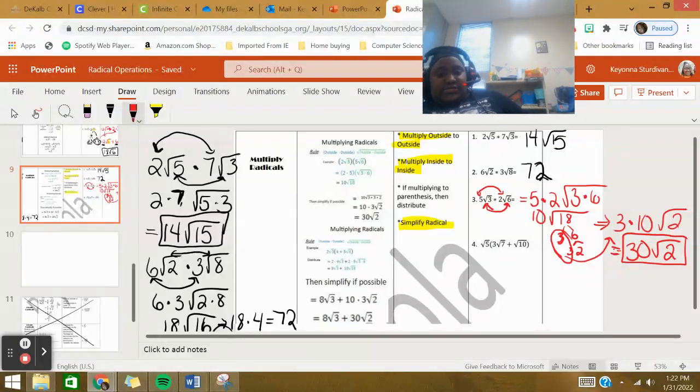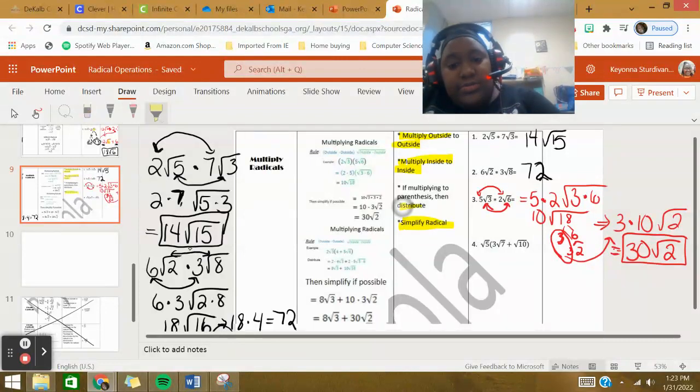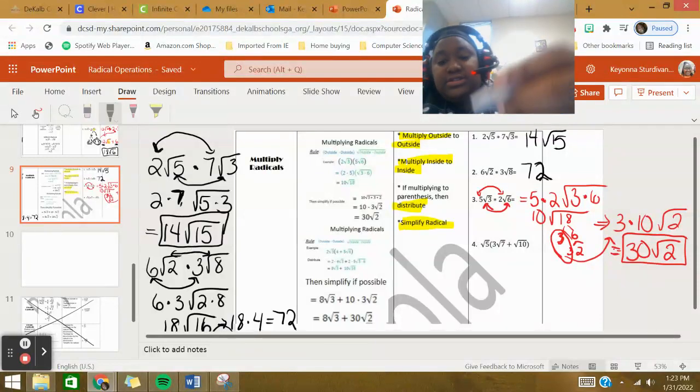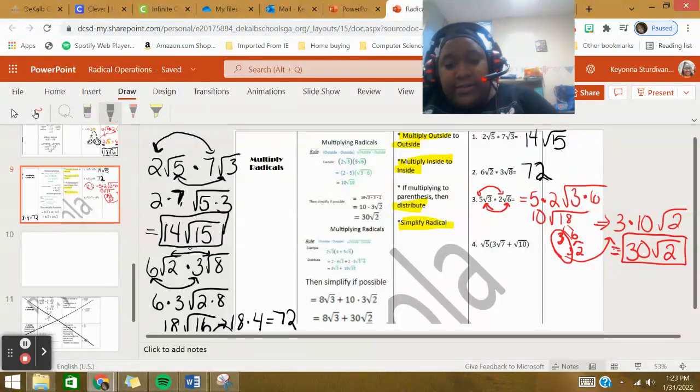All right, this is the last one, guys. It says if multiplying two parentheses, then you just distribute. So we're using the distributive property. The easiest way for me to do this, and it's going to make life a lot easier later because you guys are going to need this later, is to use the box method. So I'm going to do the square root of 5. Hold on, let me build a box first. Let's build the box.